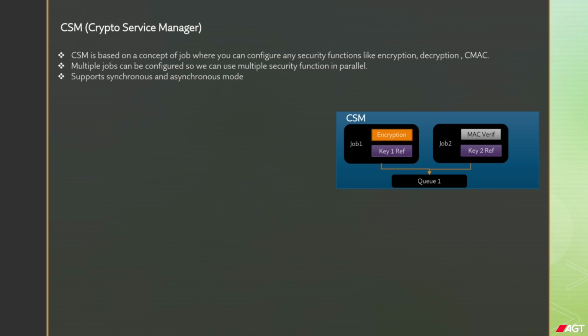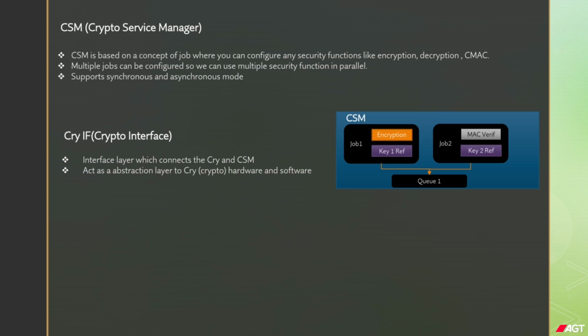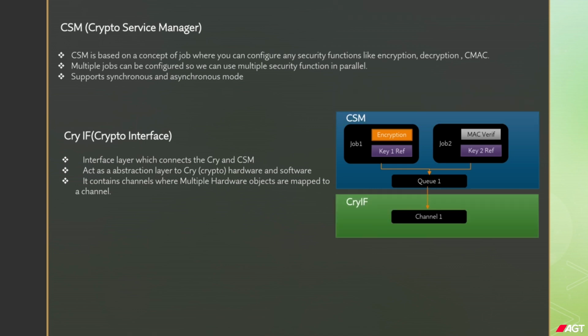So let's see about the layer below, which is CRYIF, nothing but the crypto interface layer. It is an interface layer which connects the CRY and CSM, and it acts as an abstraction layer to crypto hardware and software. It contains channels where multiple hardware objects are mapped to a channel. Here, a channel is a path from the Crypto Service Manager to the specific crypto driver object, as you can see in this representation. So CRYIF has a channel which helps to pass the object from CSM to the CRY.